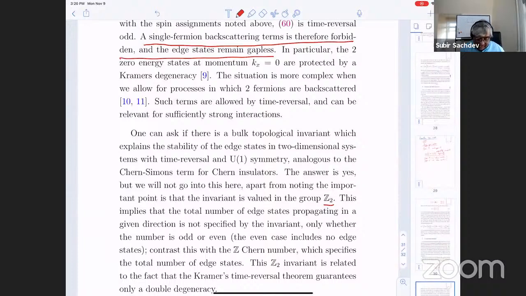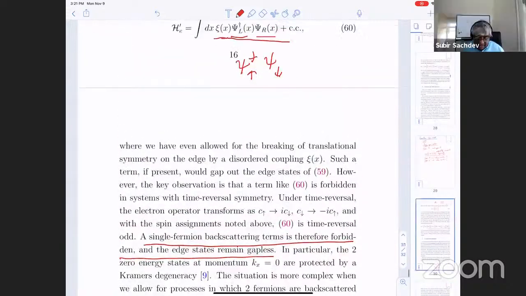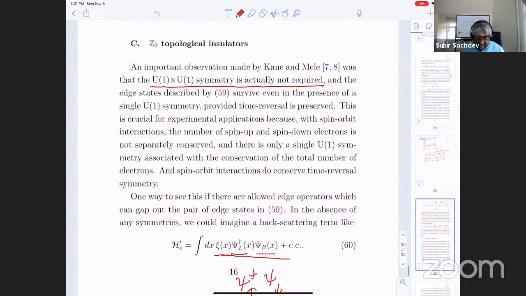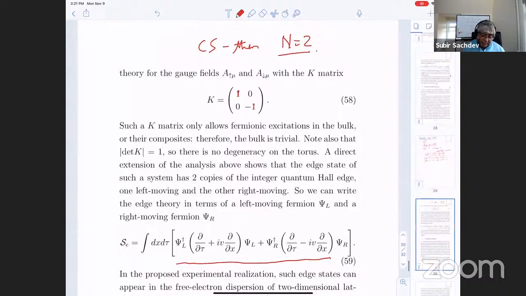One more thing. Why is it Z2? Just to give you an idea of why it's Z2, suppose you happened to have many bands, so that the Chern number was n for spin up, and the Chern number was minus n for spin down, where n is not just 1, but some other integer.